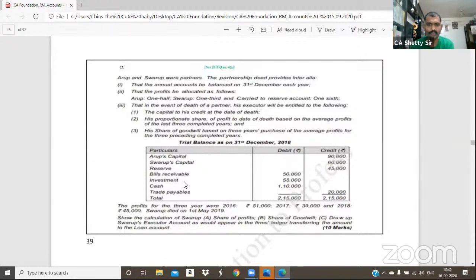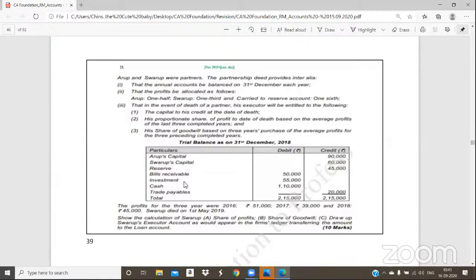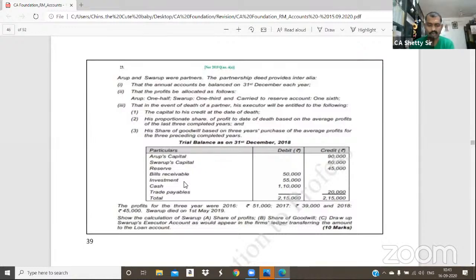Next. The profits for the 3 years were 2016: 51,000, 2017: 39,000, and 2018: 45,000. Swaroop died on 1st May 2019. Show the calculation of Swaroop's share of profit and share of goodwill. Draw up the Swaroop's executor's account as would appear in the firm's ledger, transferring the amount to the loan account. Executor's account is nothing but a loan account. Okay, write down, all of you. I'll just give a gist of it. Beautiful question, November 19.